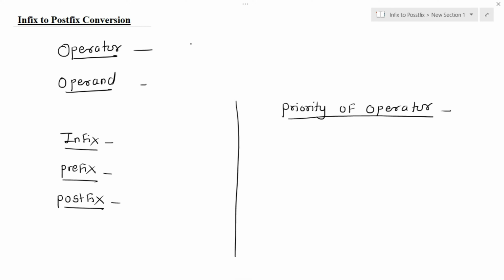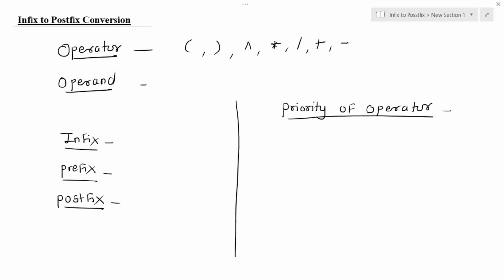There are some operators which are common when we solve an expression, and these operators are left parenthesis, right parenthesis, exponential, multiplication, division, plus and minus. So these are some of the common operators. Generally these operators are used in expressions.